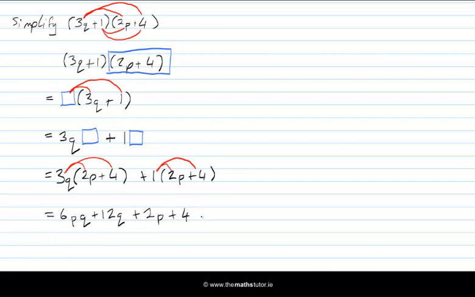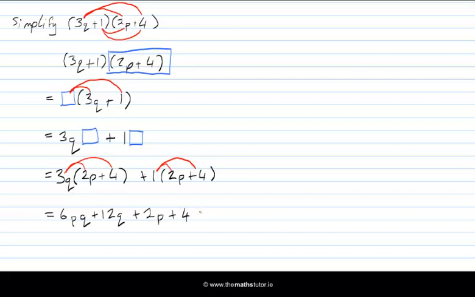And we can't do any more cleanup with that, because each term has a unique variable combination to it, or else it's just a constant. So the pq is unique, the q on its own is unique, the p on its own is unique, and the 4 is unique. So this is the simplest form we can write it in.